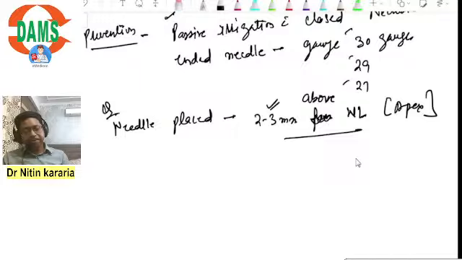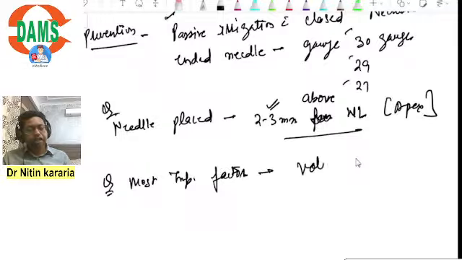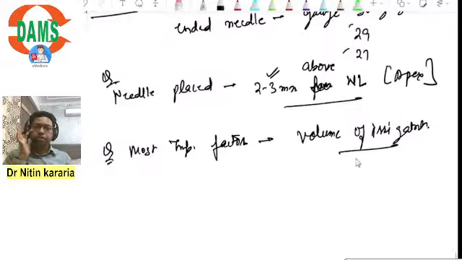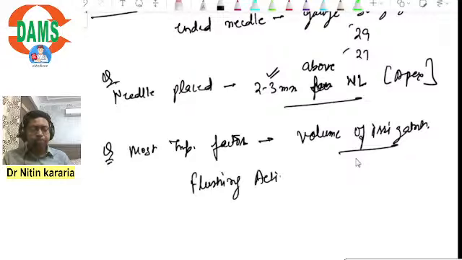Okay, most important factor: volume of irrigant. Not the concentration or the type, but the volume of irrigant, because we need to rely upon the flushing action of the irrigant.